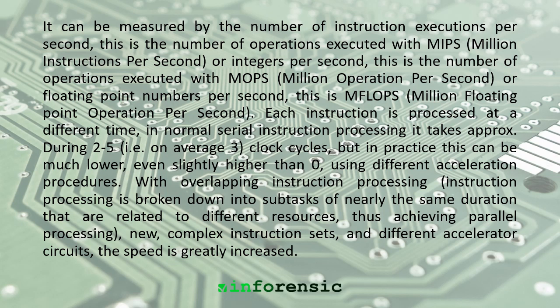Each instruction is processed at a different time. In normal serial instruction processing it takes approx. 2 to 5, i.e. on average 3, clock cycles, but in practice this can be much lower, even slightly higher than 0, using different acceleration procedures. With overlapping instruction processing, it is broken down into subtasks of nearly the same duration that are related to different resources, thus achieving parallel processing, new, complex instruction sets, and different accelerator circuits. The speed is greatly increased.